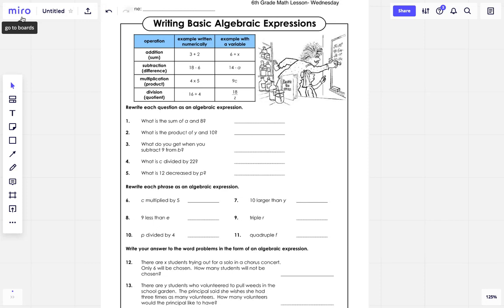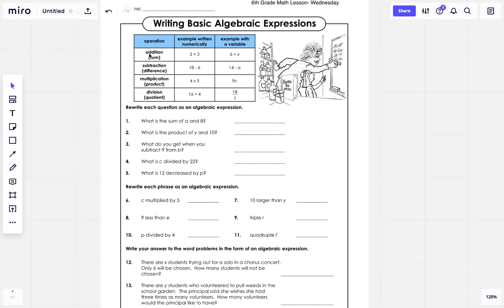Hi, sixth graders. So today we are going to be looking at writing algebraic expressions, or writing expressions with variables. So before we start, let's take a look at this chart up at the top.